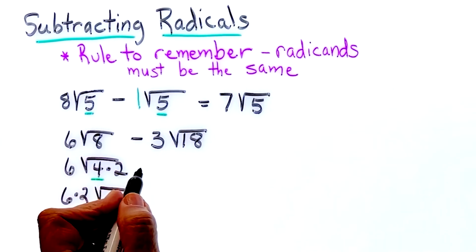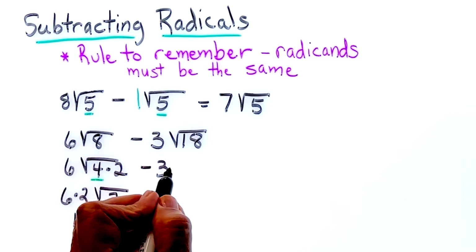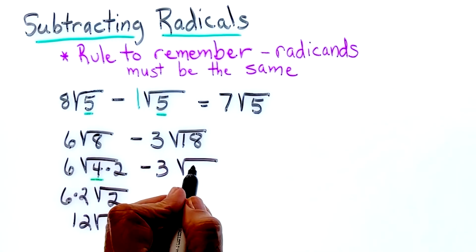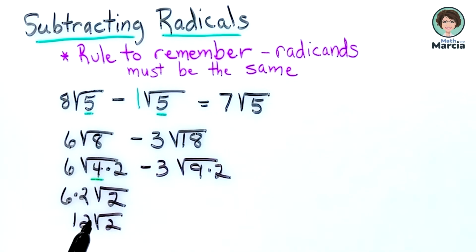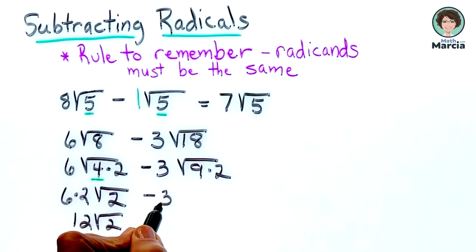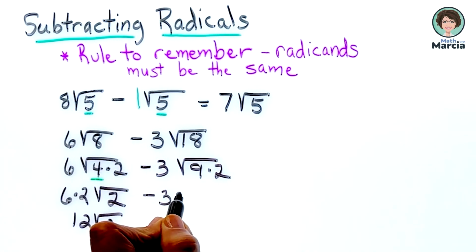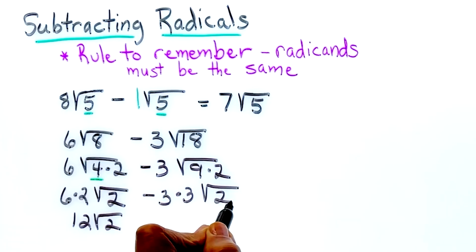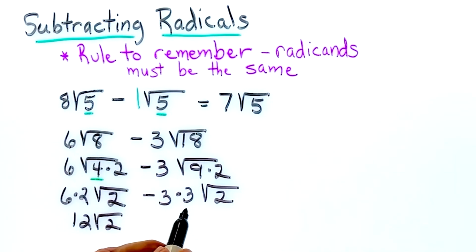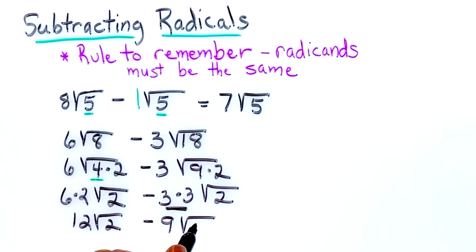With the other side, again, I am going to break the 18 up into 9 times 2. And I know that the square root of 9 is 3. And the 2 stays inside. So I will be multiplying 3 times 3, which we know is 9 square roots of 2.